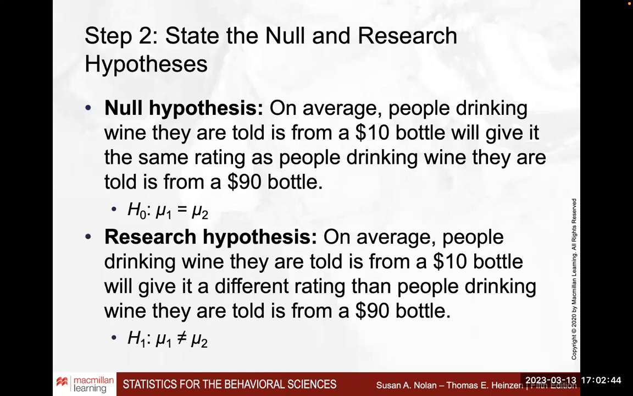The research hypothesis: on average, people drinking wine they're told is from a $10 bottle will give it a different rating than people drinking wine they're told is from a $90 bottle. So this research hypothesis would imply that sample mean 1 is unequal to sample mean 2. Consequently, mu 1 is unequal to mu 2.